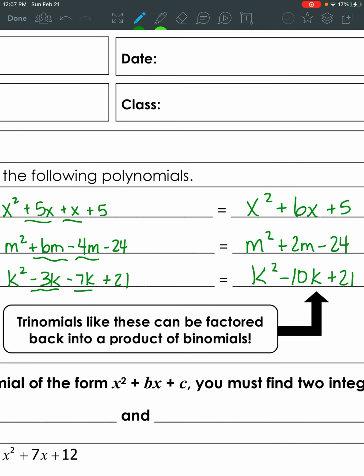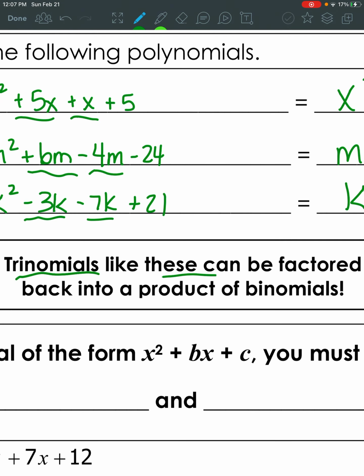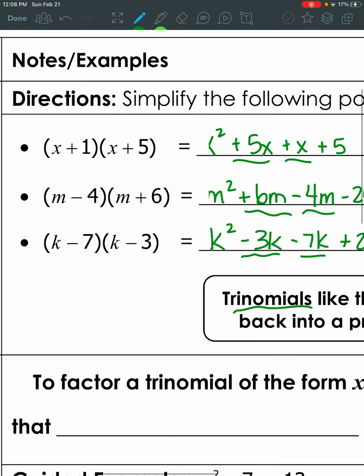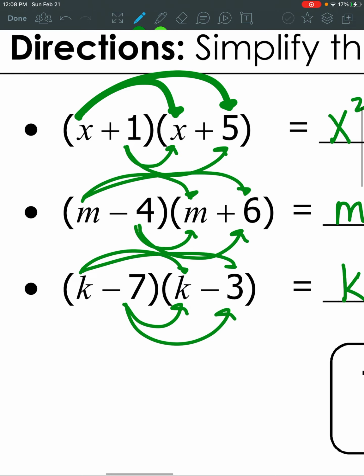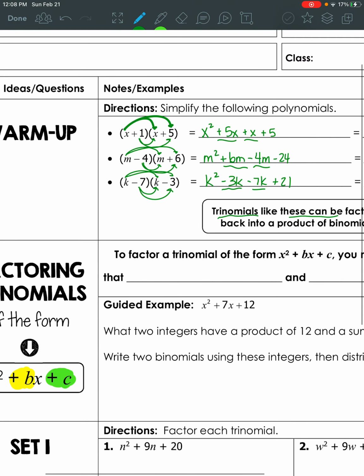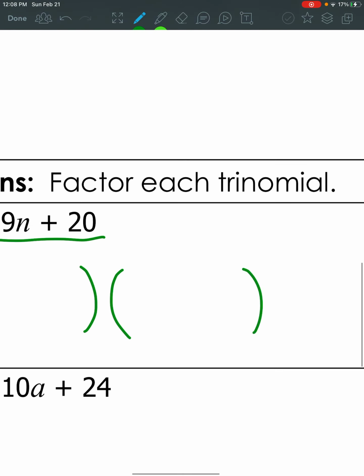But now what we're going to be doing, and notice here, trinomials like these, so the answers that we came up with are what we're going to start with. That's the polynomial we're starting with. And we're going to work backwards, and we're going to create the 2 binomials, the binomial times the binomial. That's what factoring is. So notice here we're going to take this big long expression and we're going to then separate it into a binomial times a binomial.